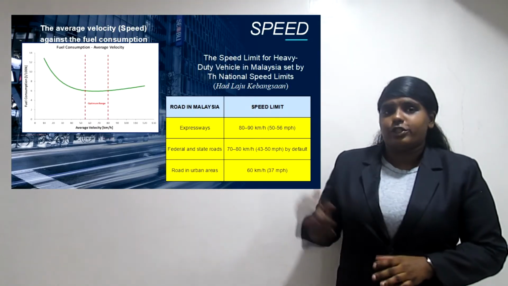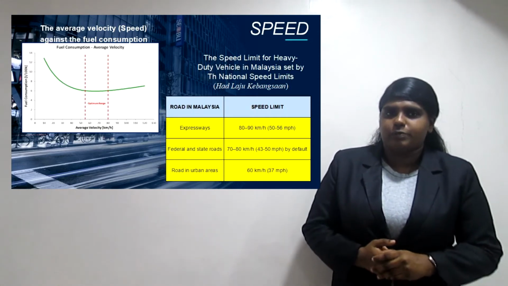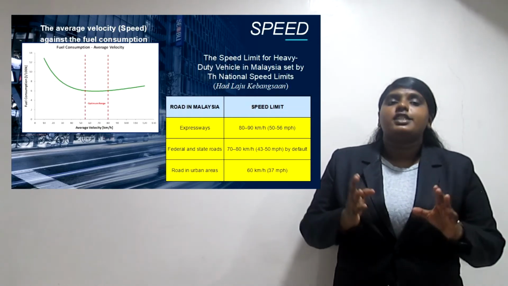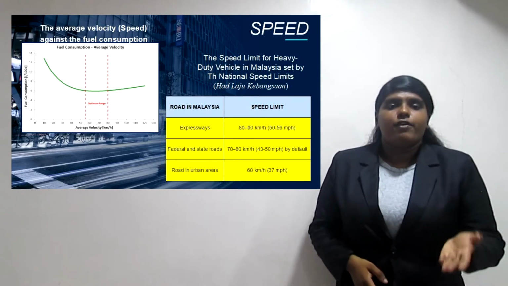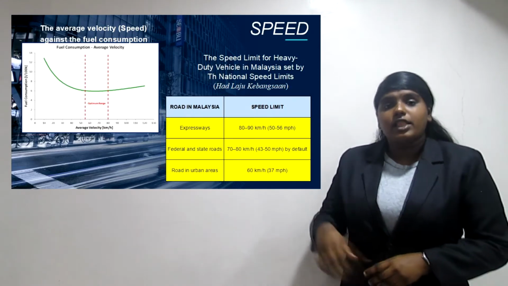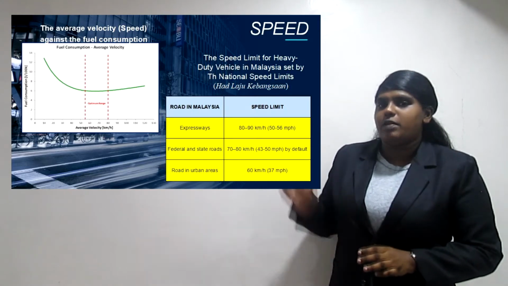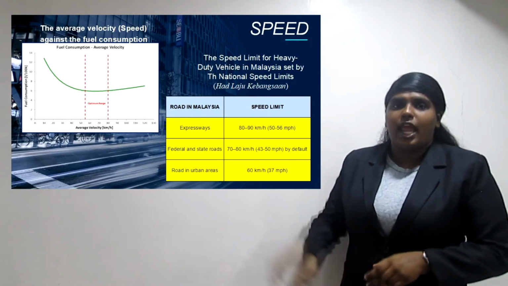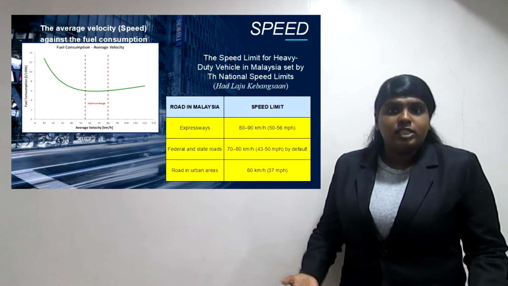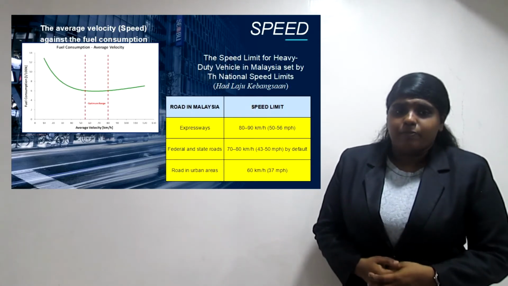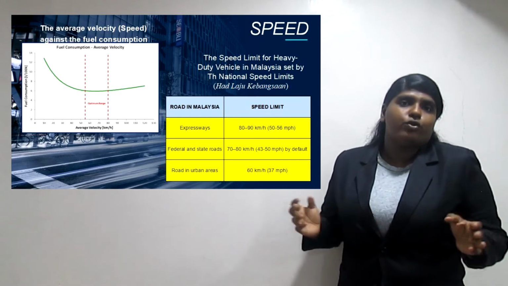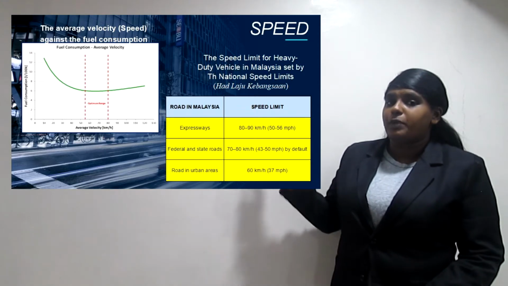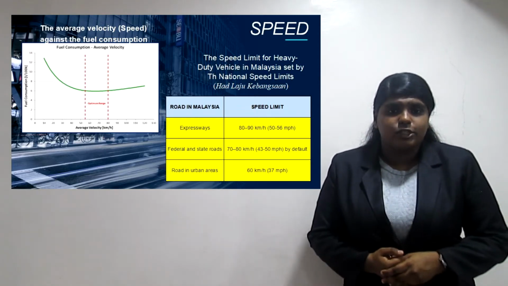On the first graph, they're showing average velocity, which is speed, against the fuel consumption. This graph is provided by the American Truck Association. They stated that the ideal speed for a heavy duty vehicle is 50 to 80 kilometers per hour. The same goes for the speed limit for heavy duty vehicles in Malaysia, set by the national speed limit. On the express highway, they stated 80 to 90 kilometers per hour, which is 50 to 56 miles per hour. On federal and state roads, it should be 70 to 80 kilometers per hour by default, and 50 kilometers per hour is stated too, the same as the American Association stated.